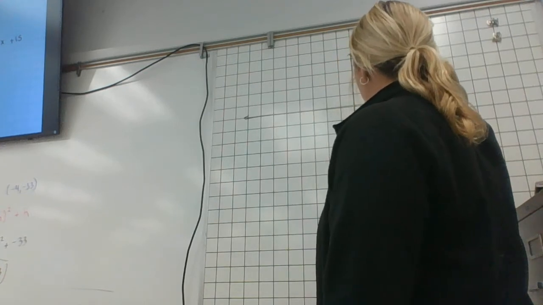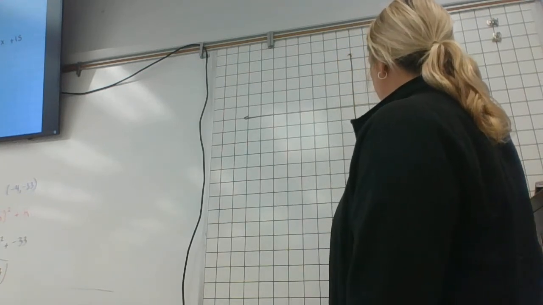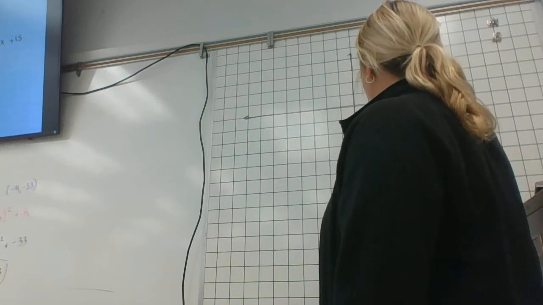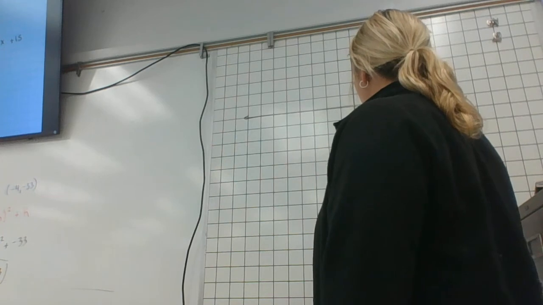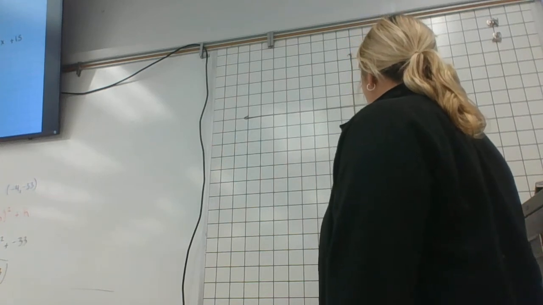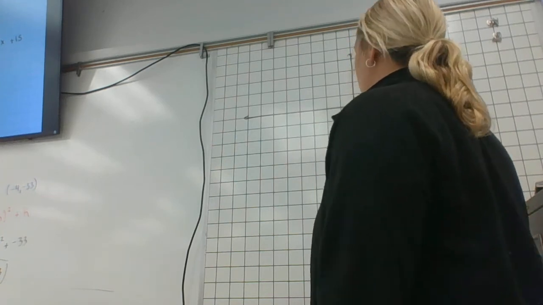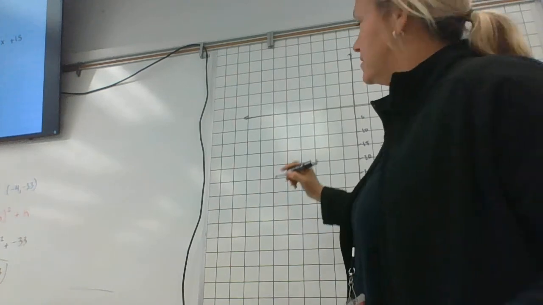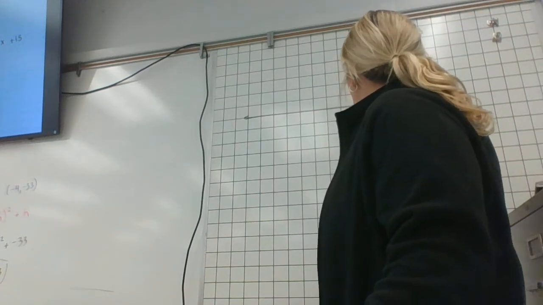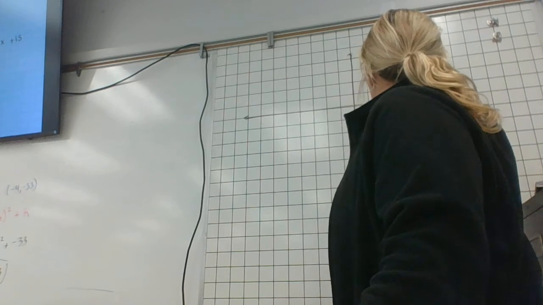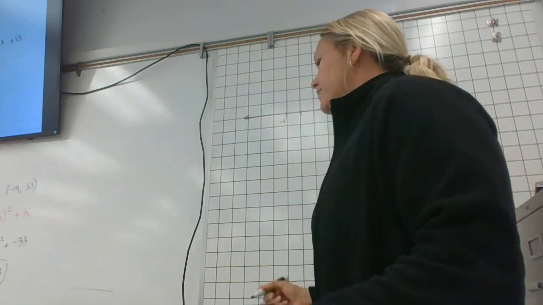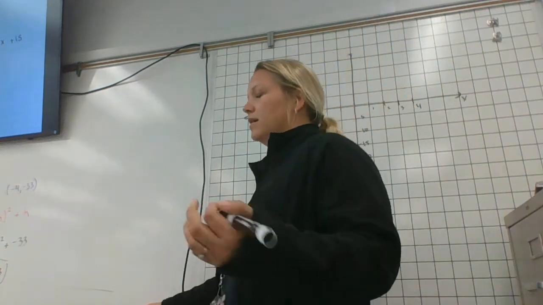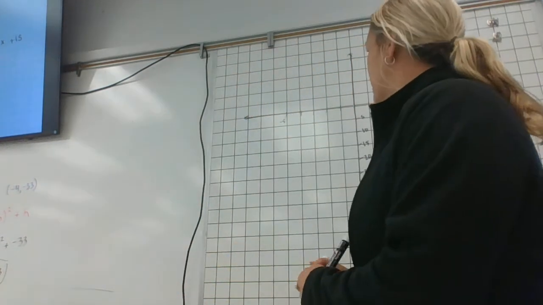So I'm going to go -5, -10, -15, -20, -25, -30, -35, -40. Five's on the y-axis, but on the x-axis, I'm going to go by one. That's okay. You can do that. With a quadratic function, it really makes the most sense.